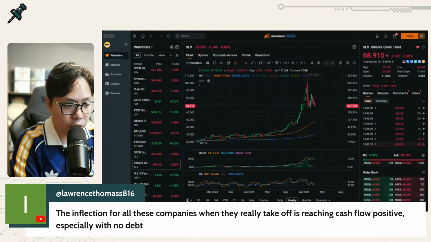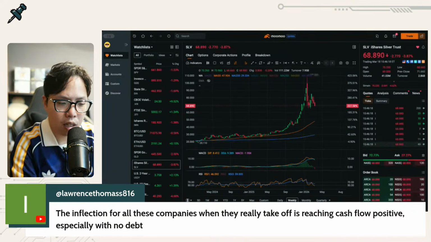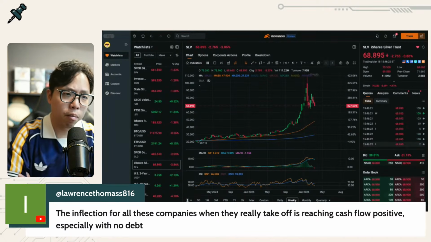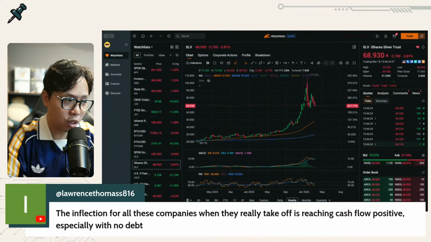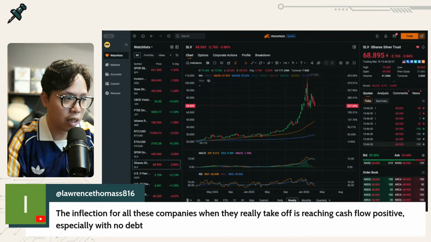But yes, I agree on a fundamental basis, they could be in a fantastic position. Inflection for these companies really takes off when reaching cash flow positivity, especially with no debt. Yep. And I think that is exactly what we are seeing with Zeta, which is why I'm quite inclined to start a position, even here in the $17 range, but I'm holding myself back a little bit, waiting for the markets to fall. And I think we are seeing the markets fall as we go into the close.